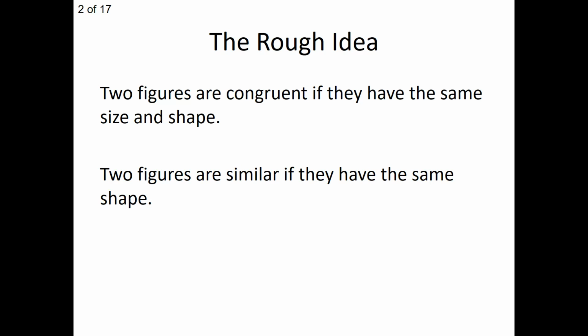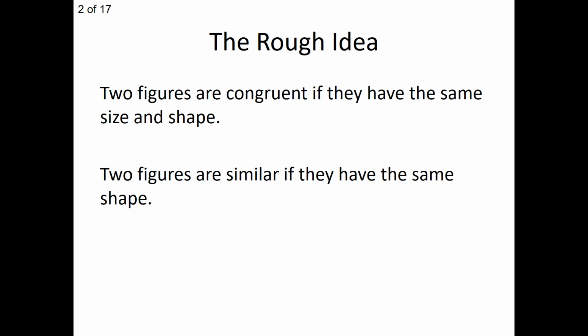Let's talk about the rough idea of similarity first. When we think back to chapter 3 when we introduced the idea of congruence, when we say two figures are congruent, we say they have the same size and same shape. That's the rough idea of congruence. But with similarity, we'll say that two figures are similar if they have the same shape. So it's not necessarily that they have the same size, but they will have the same shape.